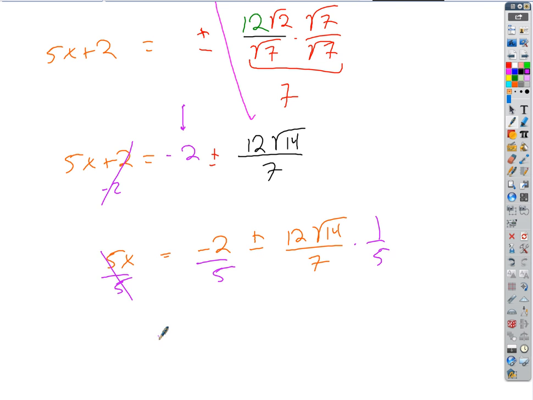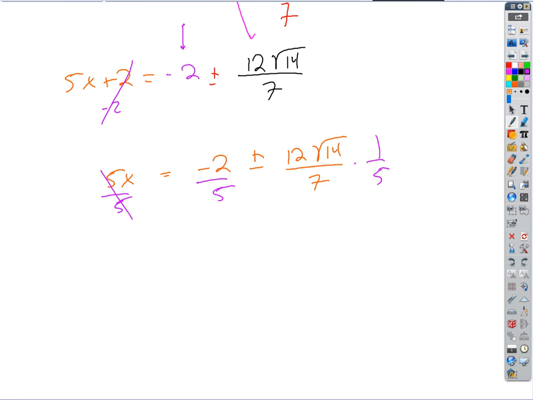What does that accomplish then? So we end up with our final answer. There's my x by itself. Negative 2 over positive 5. Negative over positive is negative, right? So I get negative 2/5.